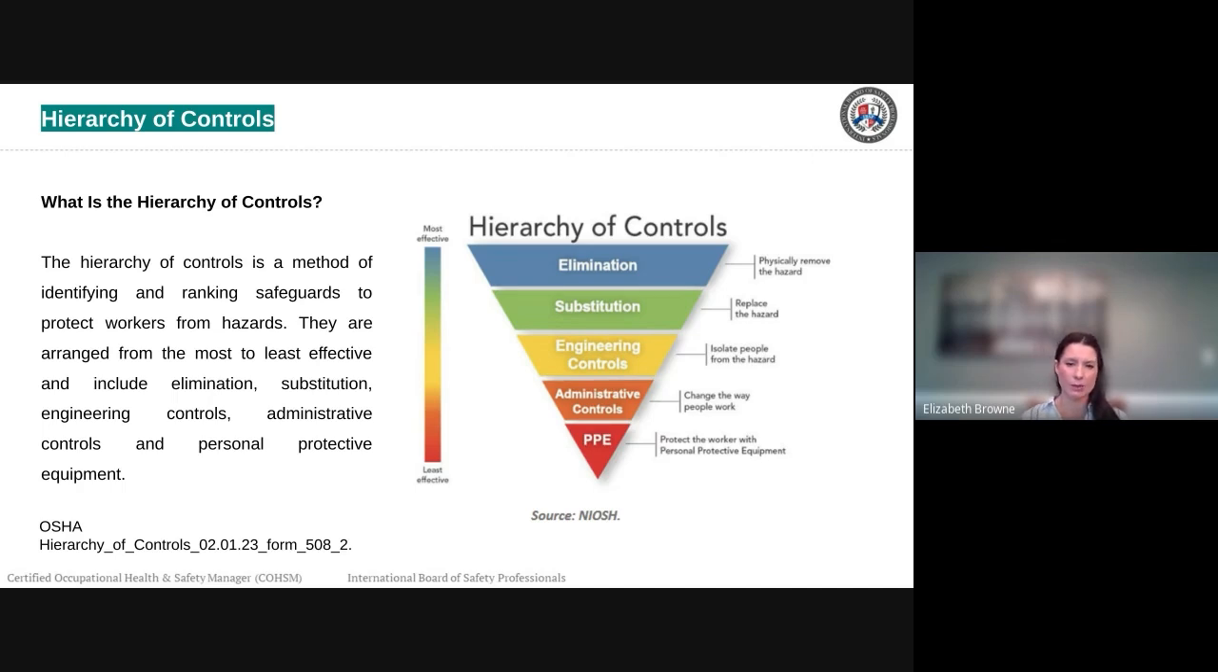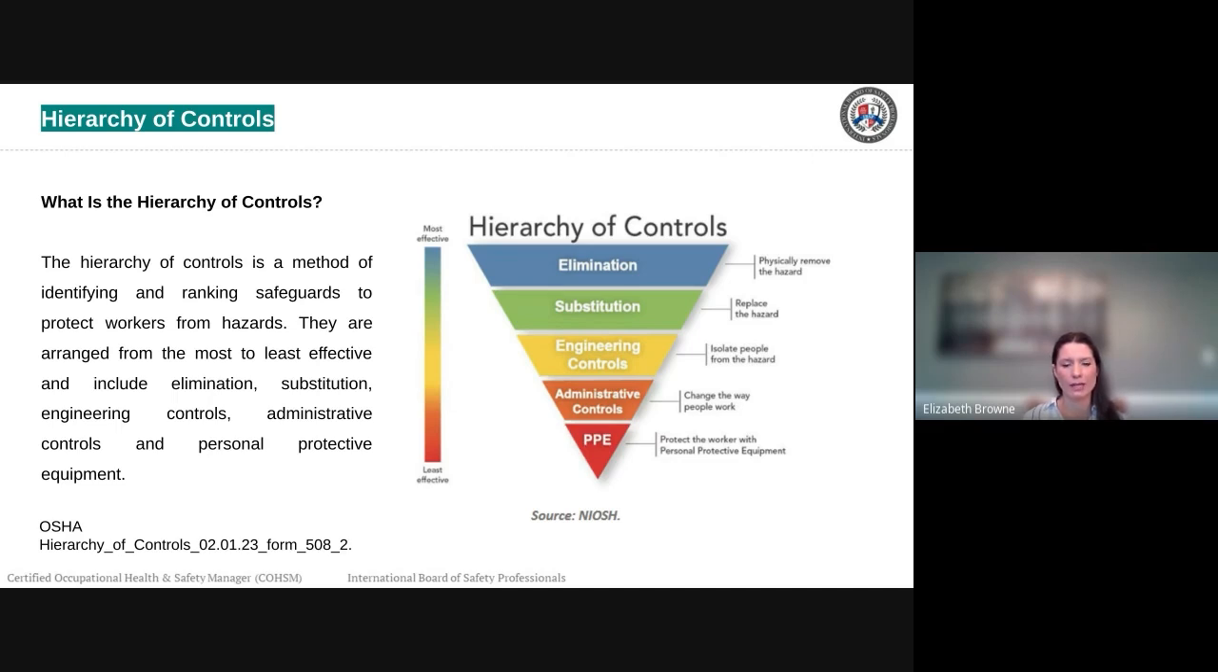The next most effective is going to be engineering controls. So isolating people from the hazard. An example of an engineering control is going to be a machine guard, a guardrail to prevent falls, a ventilation system to protect employees from health exposure of breathing some hazardous chemical or fume. So all of these things are engineered and designed to protect employees. They generally do not require any employee interaction or action to isolate or protect the employee from the hazard.